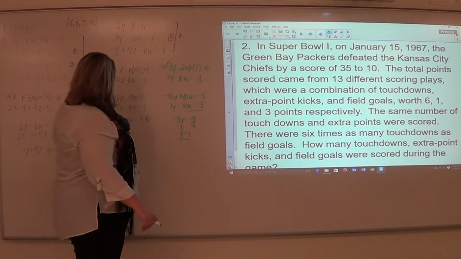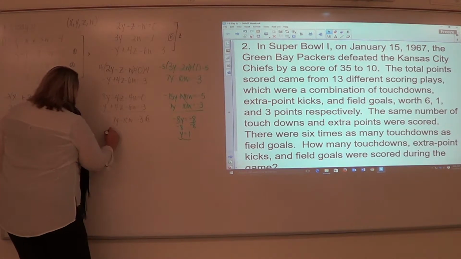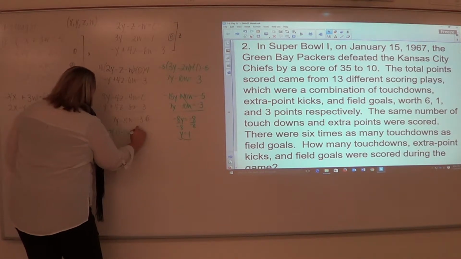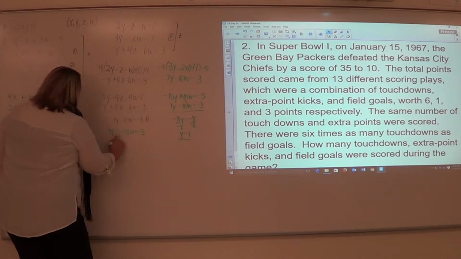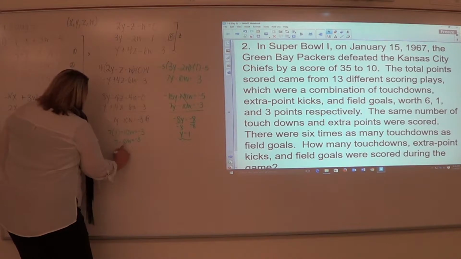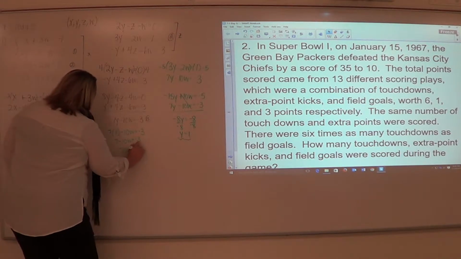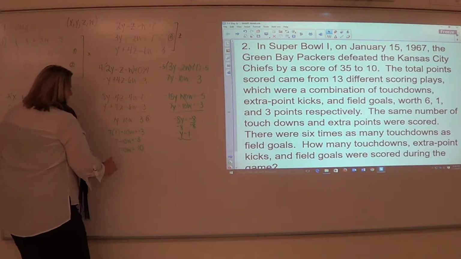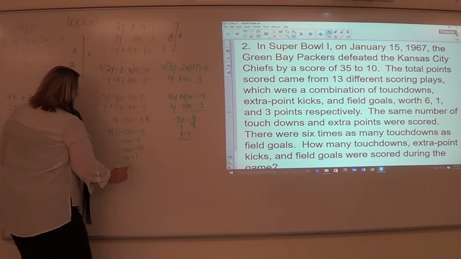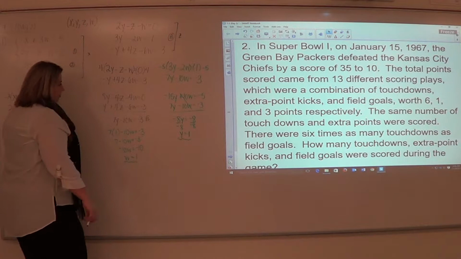You want to do this one? Mm-hmm. Okay, so that would be 7 times 1 minus 10w equals negative 3. So 7 minus 10w equals negative 3. Subtract 7. So negative 10w equals negative 10. So divide by negative 10, so w equals 1.